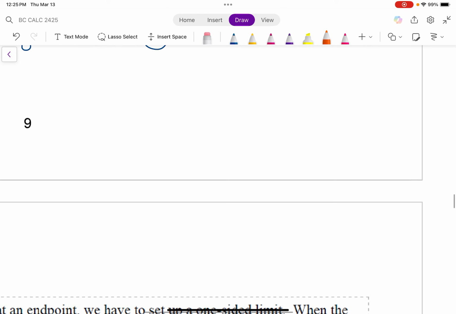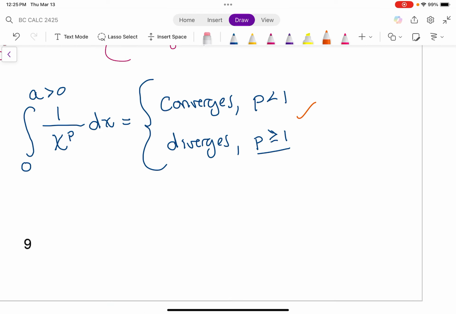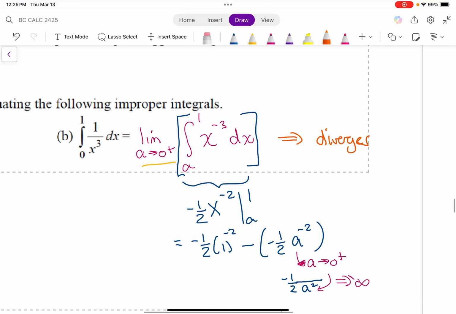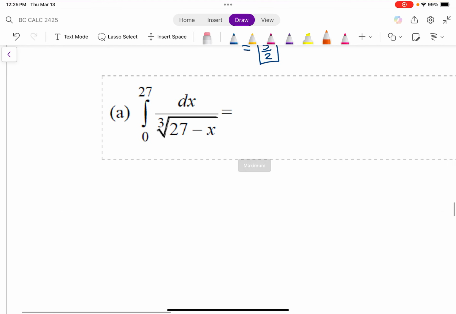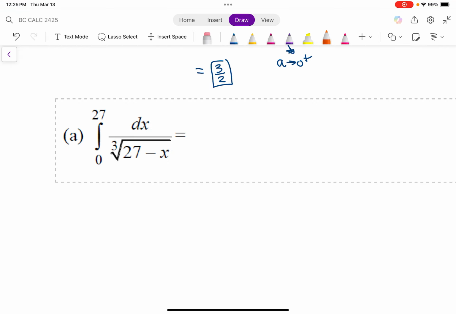Okay, and again, we expected that, because our p was bigger than or equal to 1. Let me just do this last one. For a problem like this, you could do a little u substitution. I think I'm just going to do it directly. You don't have to, though.